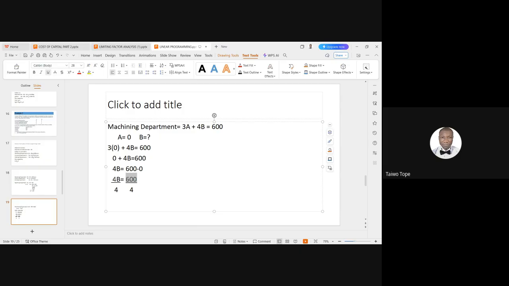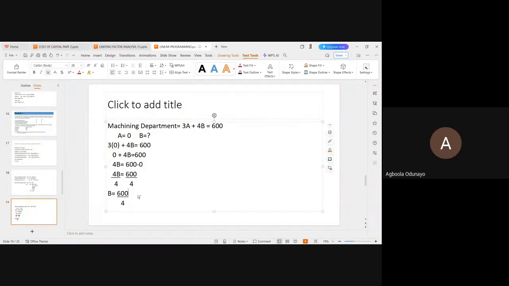The 4 will cancel each other at this point. When this 4 cancels this 4, you are left with only b. So it will now be b equal to what? 600 divided by 400. So 600 divided by 400 will give us what? 150. So this is how we derive 150, sir.